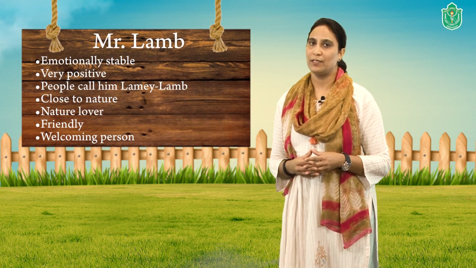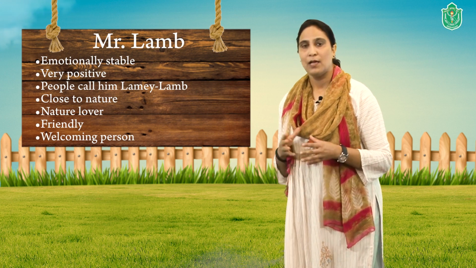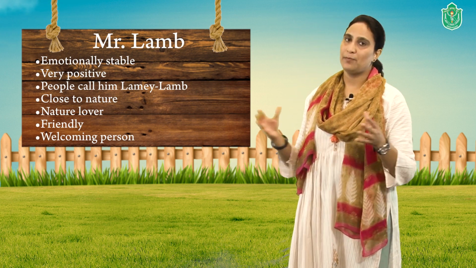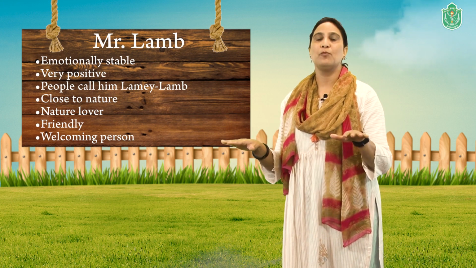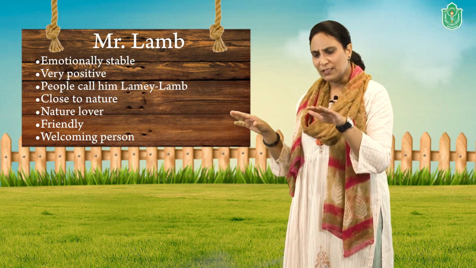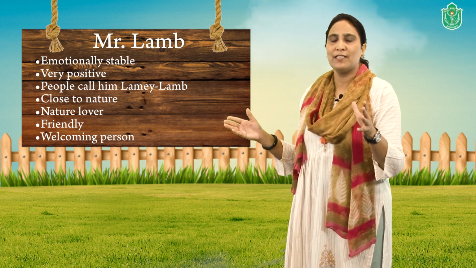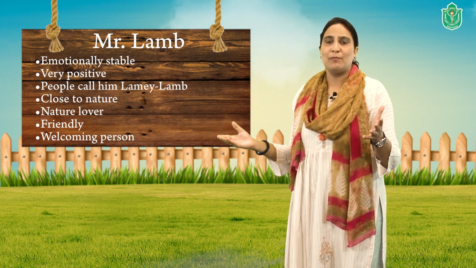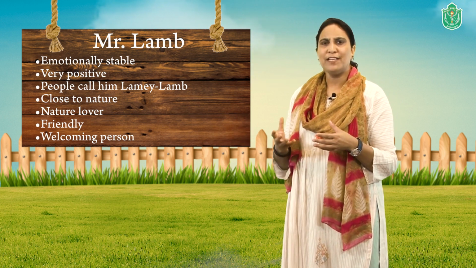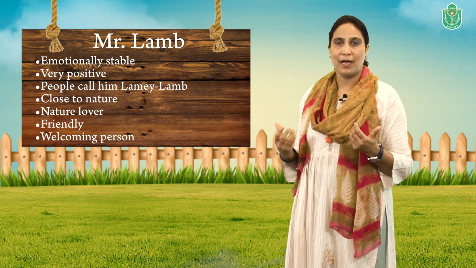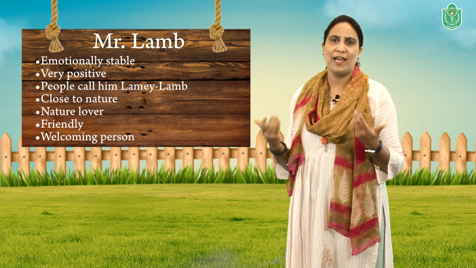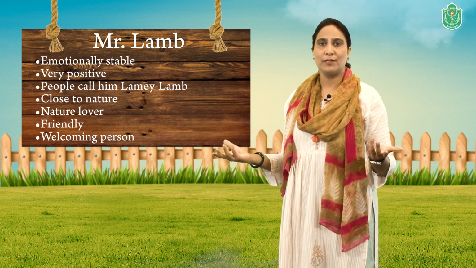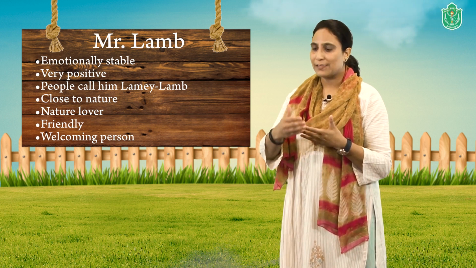Now on the other hand, we have Mr. Lamb. Mr. Lamb is also with a deformity. He has a tin leg, but he has accepted it. Maybe it's because of the age factor; he is old and emotionally stable. He is very positive, and he never minds that people call him Lamey Lamb. He often says, I don't mind it because I am a lame person, I do have a limp while walking, so they are speaking the truth. Why do I have to bother about something which is true? So he has accepted these things.